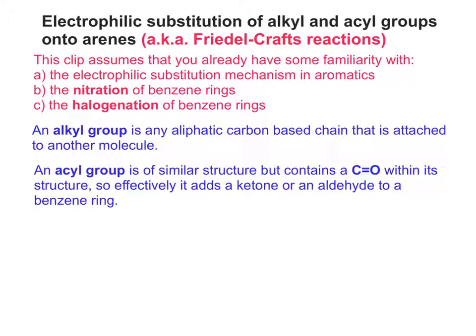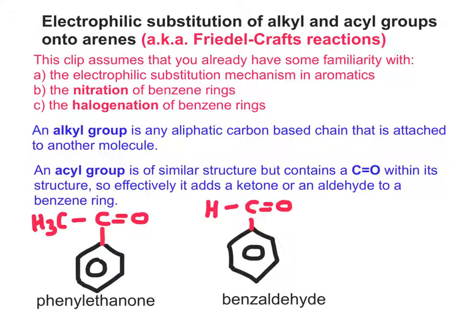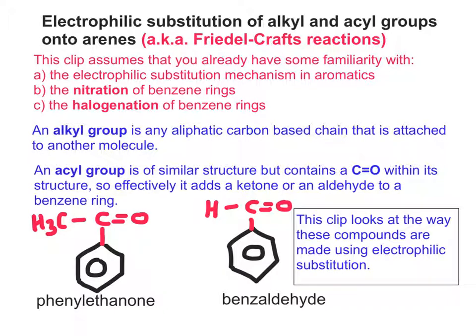So an acyl group is of similar structure but contains a C=O double bond within its own structure. So effectively what it does is add a ketone or an aldehyde to a benzene ring. So these two would be called phenylethanone and benzaldehyde respectively. So what this clip will do is look at the way that these compounds are made using electrophilic substitution.